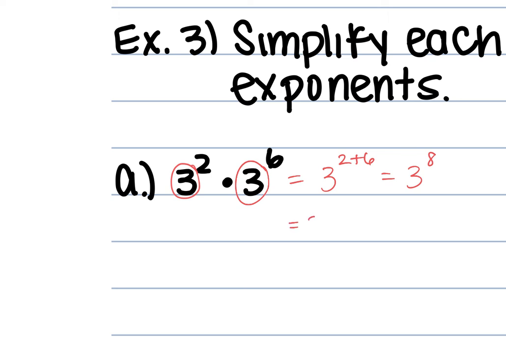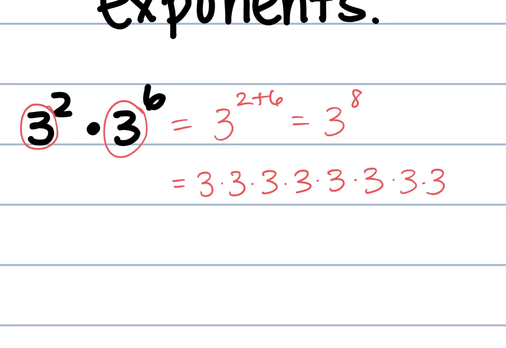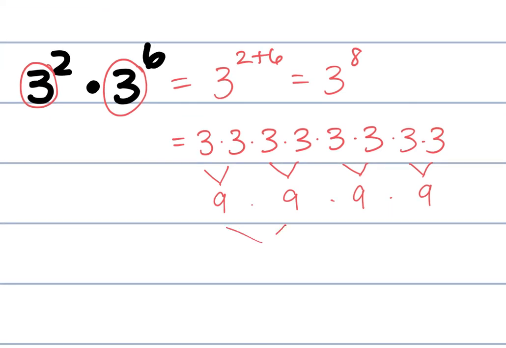So let's write it out. It would be 3 times 3 times 3 times 3 times 3 times 3 times 3 times 3. Wow. That's a lot of 3's. Now, I like to break it up. So I don't like to do 3 times 3 times 3 times. I like to just do, this would be what? 3 times 3? 9. This would also be 9. This would be 9. And this would be 9, right? And then I do it again. What's 9 times 9? 81.